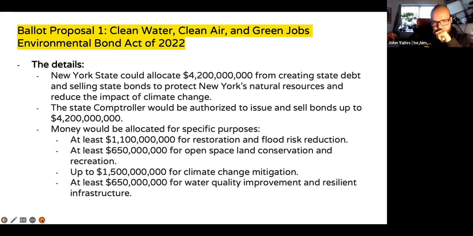John, I just wanted to clarify, when it says creating that $4,200,000,000 from state debt, when they say that they're creating state debt, are they creating state debt by fundraising for this amount? Can you maybe flesh that out a little bit?